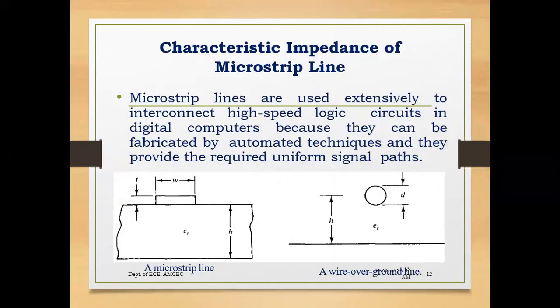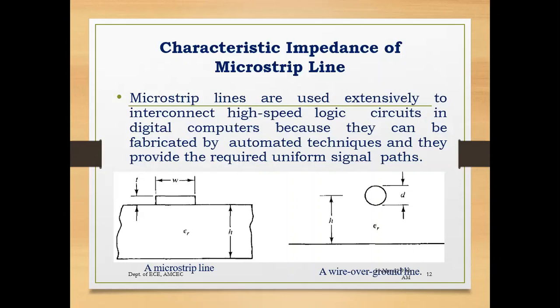Next, coming to the characteristic impedance, which we have seen already, that is Z0. This is the normal figure of your microstrip line. There is epsilon R, height, and a strip line. This is the thickness. A wire over the ground plane can also be represented like this: this is a wire, and this is its diameter. There is an epsilon R and there is a height. So you have to write down what is actually the characteristic impedance of a microstrip line.